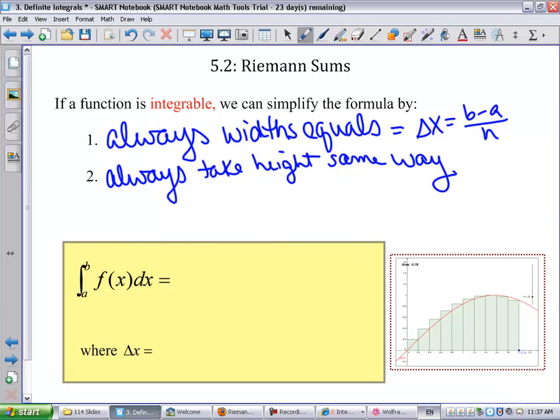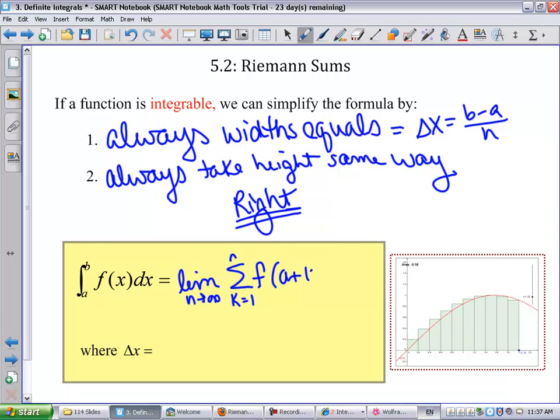When we take the heights, the easiest one, remember, was the right endpoint. So usually that's the one we're going to do, but we'll also do a few where we do left or midpoint. So that means that the definite integral, you could just write as the limit as n goes to infinity of the sum, k goes from 1 to n, of f of a plus k delta x. Remember, that's the grid point for rectangle k, times delta x, where delta x is b minus a over n. So that's the formula. That's the main formula you're going to be using.